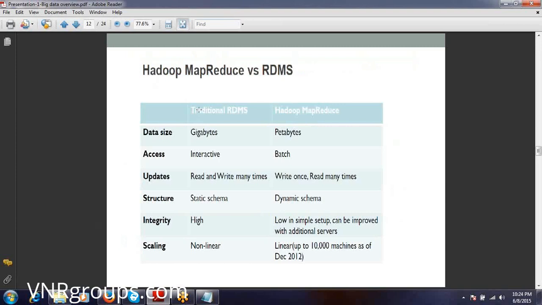So now we will see what is the difference between your MapReduce, that is Hadoop, and your traditional system. If you talk about data size, your traditional system can hold up to gigabytes of data, maximum 1 terabyte. Sometimes you are also going to face some performance issues. But Hadoop can even start from petabytes, it can even cross zettabytes of data. There is no limitation.